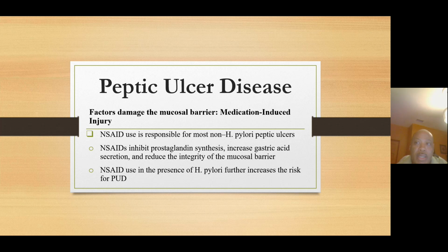So they both can exist at the same time. The bacteria H. pylori may be present along with the patient taking NSAIDs, and that will increase peptic ulcer disease. Now, patients also taking corticosteroids as well as anticoagulants with NSAIDs have an even higher risk for developing peptic ulcer disease. Now, corticosteroids affect mucosal cell renewal.